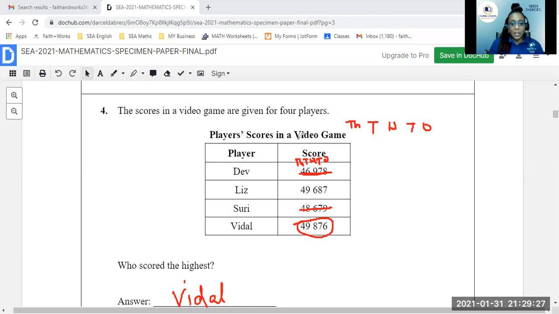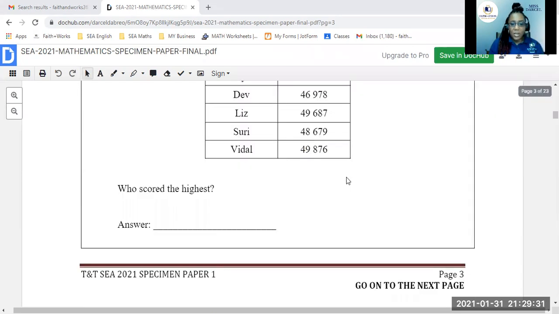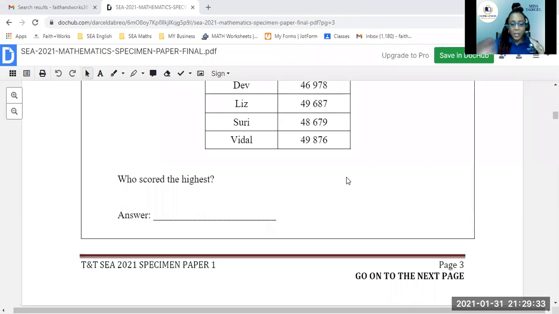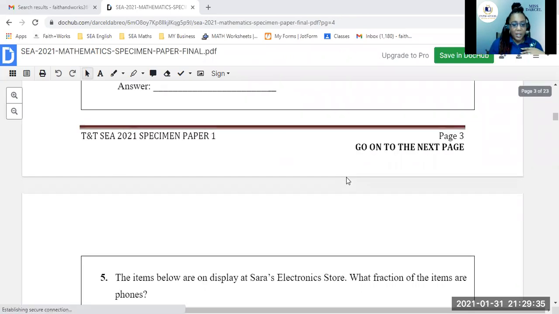Great. Everyone's going good so far? We're clear enough? All right, so these are the easy ones. We're building up here. All right, next one.